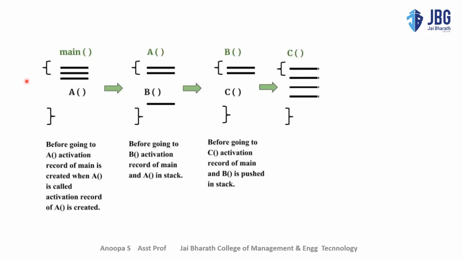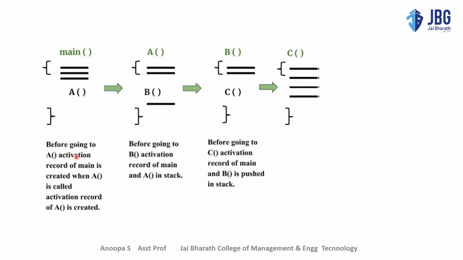Now this is how activation will occur. First, activation for main will occur when A is called, it will create activation of A. When B is called, activation of B will be created. So when control transfers to B for creating activation, what will happen? This will get pushed into the stack.